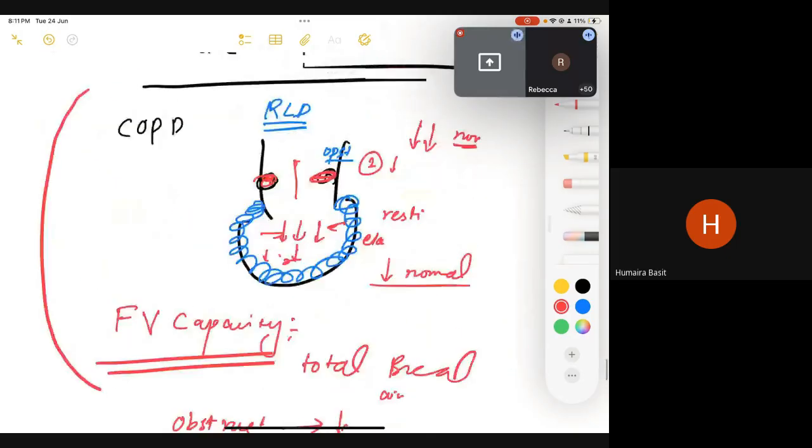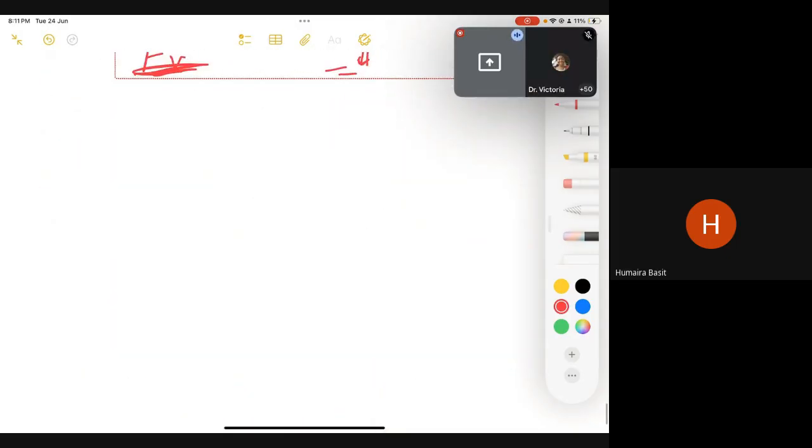So this FEV1 and FVC is really important. Whenever they tell you that the FEV1 to FVC ratio is 0.8, think of any restrictive lung disease. I'll go over this in the lectures once we are revising these pathologies, the restrictive and obstructive. I'll make it really easy for you guys.